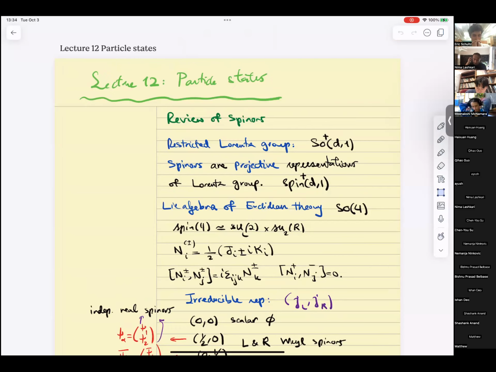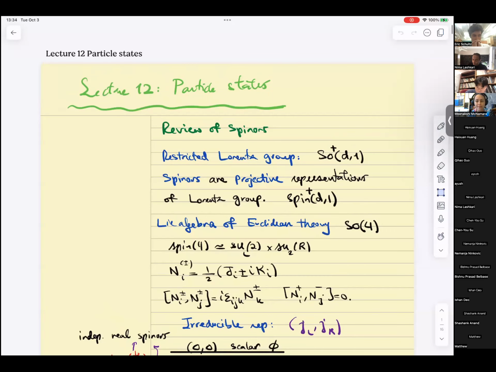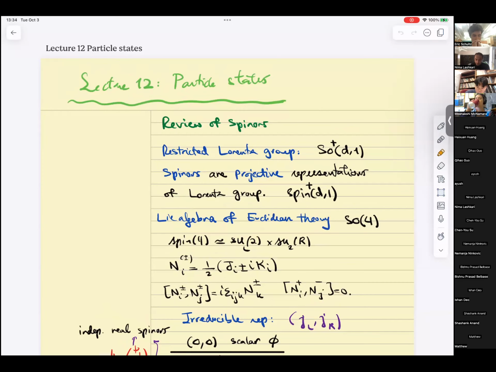All right. Let's start, because it's been a week, with a review of what we discussed in the last lecture. So spinors. We said that spinors correspond to projective representations of the Lorentz group. We're interested in the restricted Lorentz group, SO(d,1), that is the part of the Lorentz group that's continuously connected to the identity operator. And the projective representations correspond to this double cover, Spin(d,1).